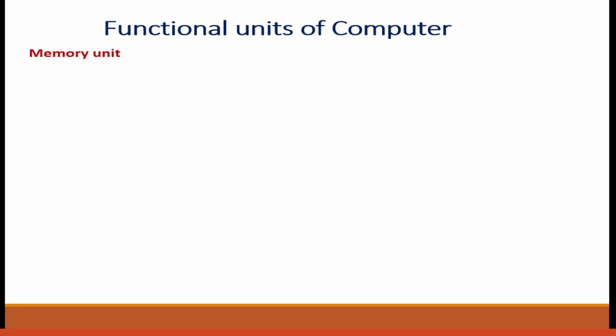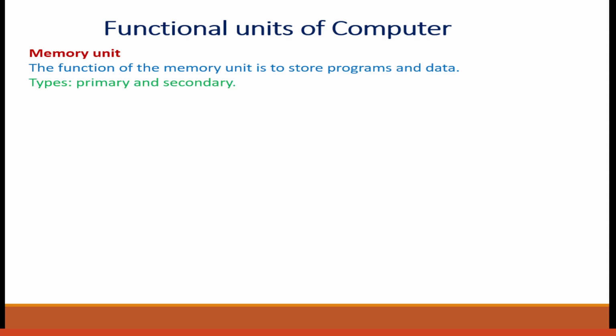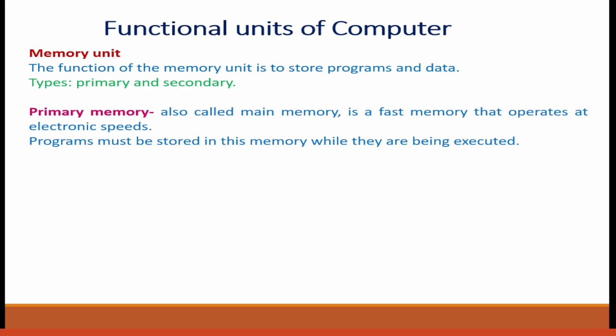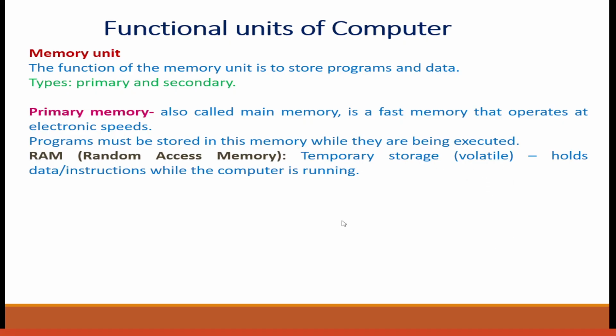Next, we have a memory unit. The function of the memory unit is to store programs and data. And we have two main types of memory. They are primary memory and secondary memory. The primary memory is also called the main memory, which is a fast memory that operates at the electronic speed. Programs must be stored in the memory while they are being executed.